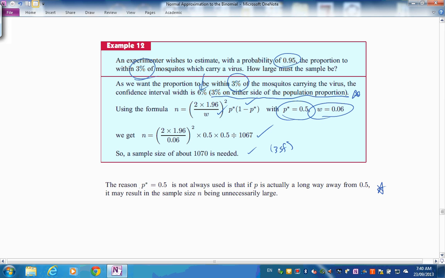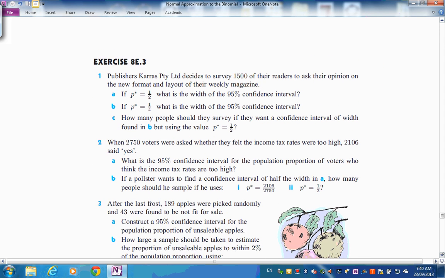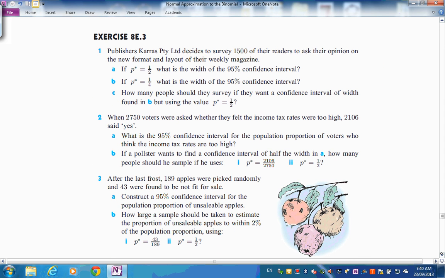Now, here's the reason that p star 0.5 is not always used. If the proportion is a long way from 0.5, using 0.5 may result in the sample size n being unnecessarily large. So that's the idea. Try to get some estimate of the proportion before going out and having to survey too many people. Let's have a look at some problems on it, and we'll be finishing up shortly. There's question 1, 2 and 3 for you to have a go.